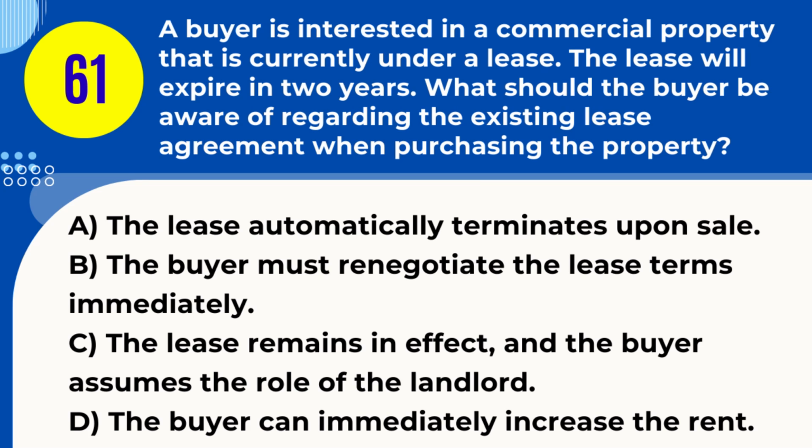Question 61. A buyer is interested in a commercial property that is currently under a lease. The lease will expire in 2 years. What should the buyer be aware of regarding the existing lease agreement when purchasing the property? A. The lease automatically terminates upon sale. B. The buyer must renegotiate the lease terms immediately. C. The lease remains in effect, and the buyer assumes the role of the landlord. D. The buyer can immediately increase the rent.